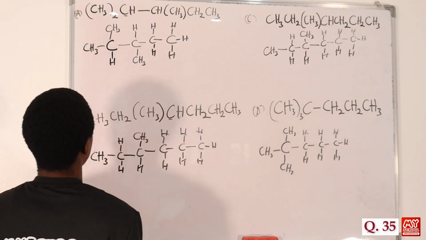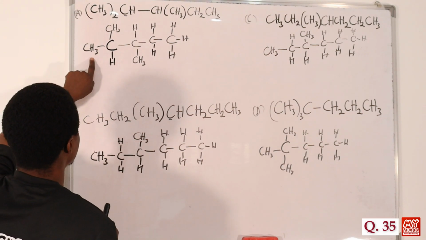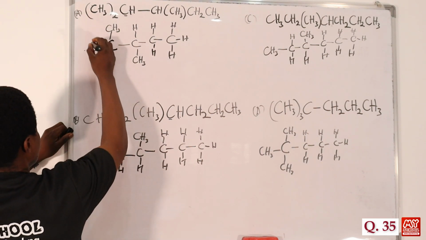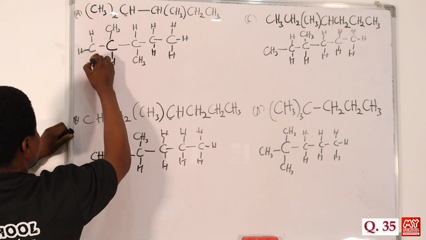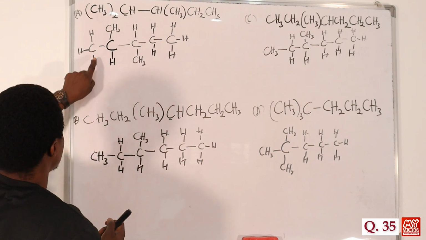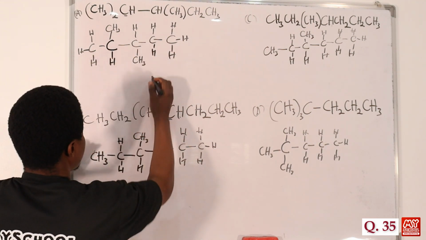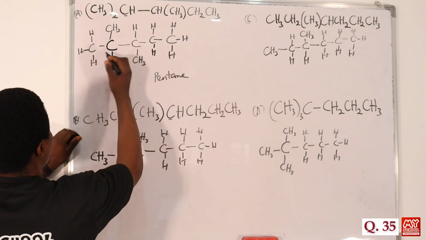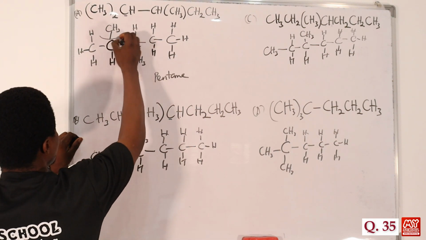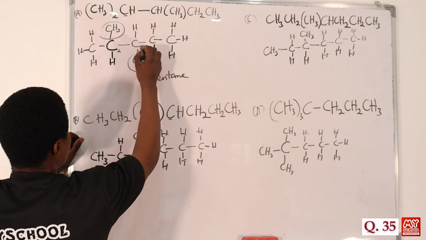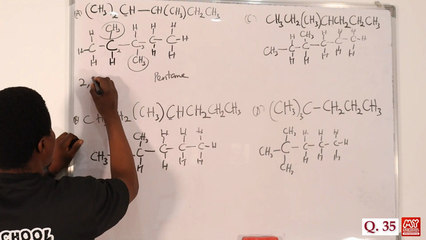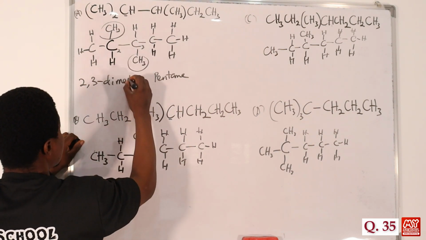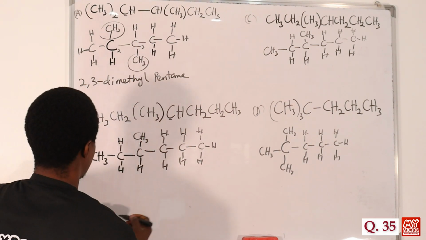So let's name them now. If you look at this, this is carbon, hydrogen here, and hydrogen here. So we have 1, 2, 3, 4, 5, which means the longest chain is pentane. On carbon 2 we have a methyl group, and on carbon 3 we have a methyl group. So this will be 2,3-dimethyl, because we have 2 methyl groups. Dimethyl pentane.